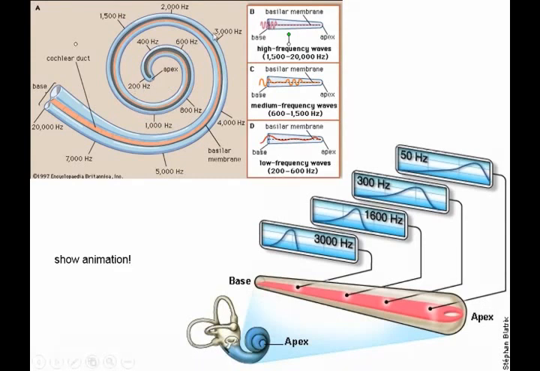So here's where the sound comes in. High frequencies, medium frequencies, low frequencies, and they're resonating. We're only talking about resonances here. It's passive resonances. There's a sound coming in, the basilar membrane resonates at a specific frequency. And where the resonance happens tells you something about the frequency. And that way, we get a frequency selectivity and a frequency transformation.